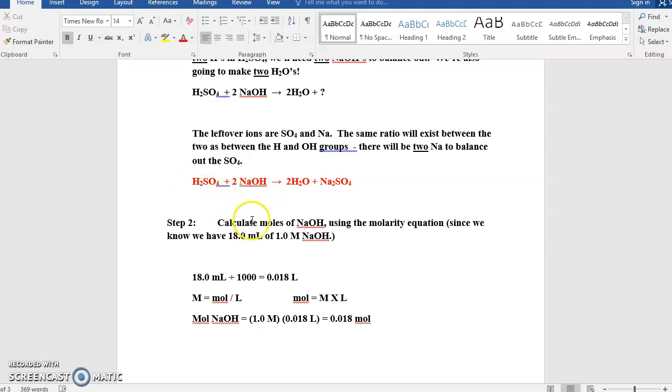So we need to calculate how many moles of NaOH we used. We had 18 milliliters of 1 molar solution, so we need to convert that into liters, so we divide it by 1,000. That's 0.018 liters. To calculate moles, we do the molarity times the liters, and so it's 1.0 molar times 0.018 liters equals 0.018 moles.